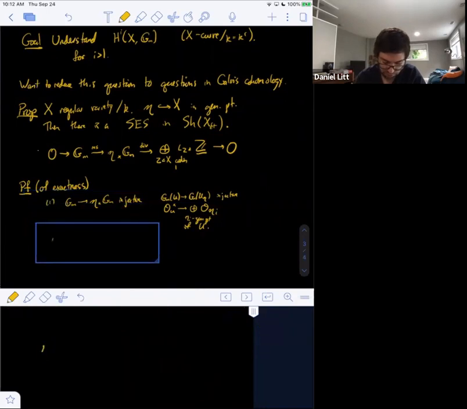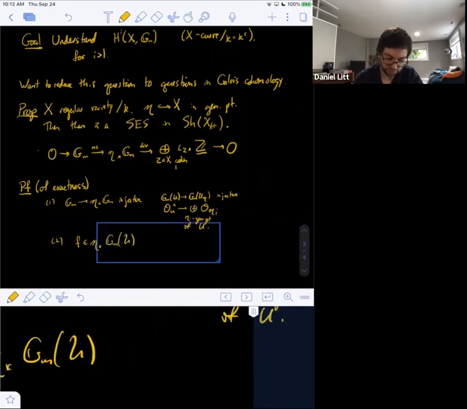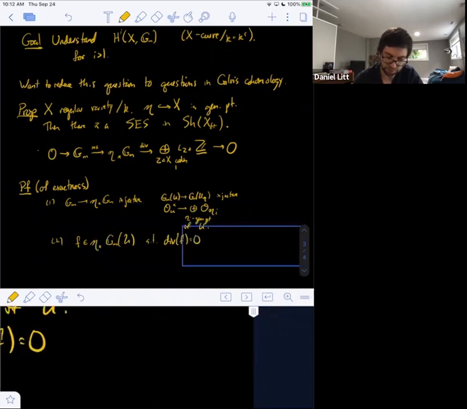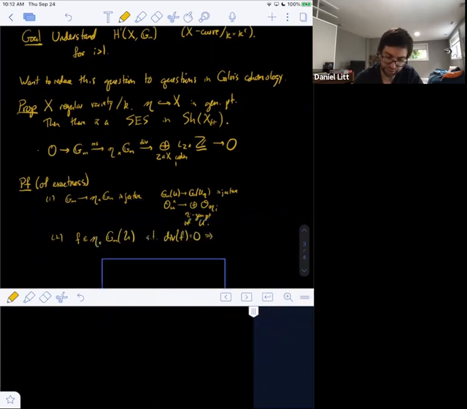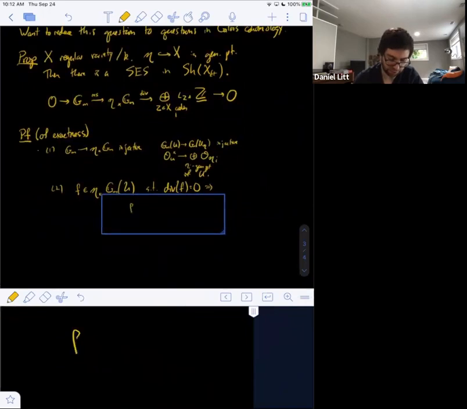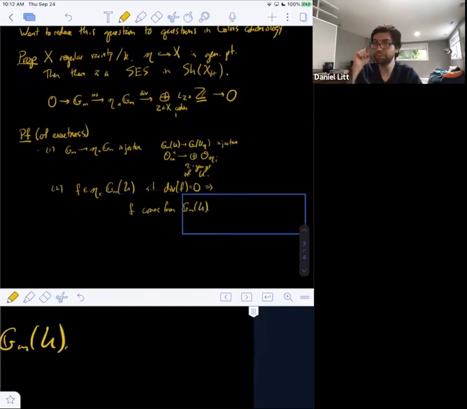Okay, so 2, what do we have to show? We have to show exactness in the middle, right? So we have to show that if we have an f in eta star GM of U, such that the divisors of f are 0, this implies that f comes from GM of U. Can anyone tell me why this is true?